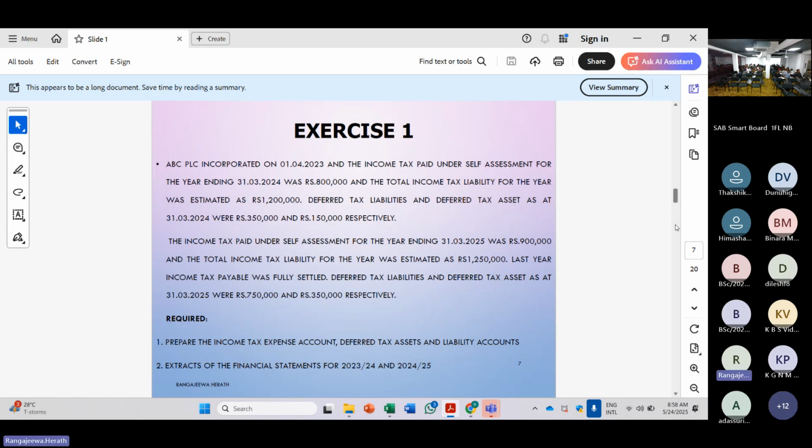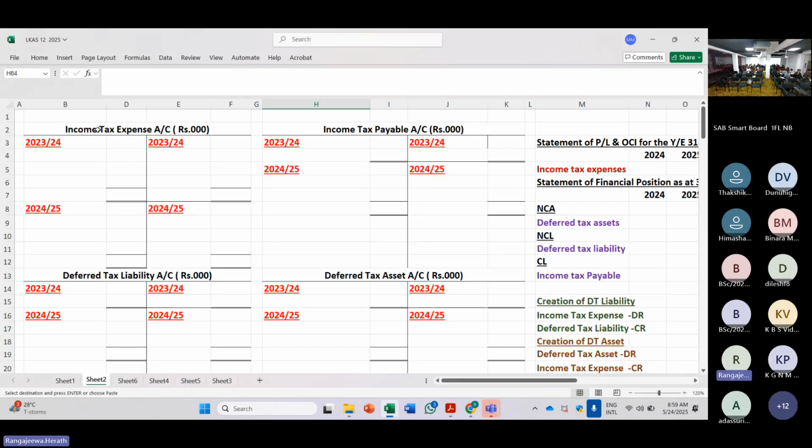Then deferred tax liability and deferred tax asset as at 31st March 2024, 350,000 and 150,000 respectively. You were given the calculated deferred tax liability and asset. For the moment, don't worry about how we get that. Right? We will discuss that today. First, we focus on the accounting part. So we can prepare the account for income tax expense, income tax payable, deferred tax liability, and deferred tax asset. 4 accounts for 2023-24.